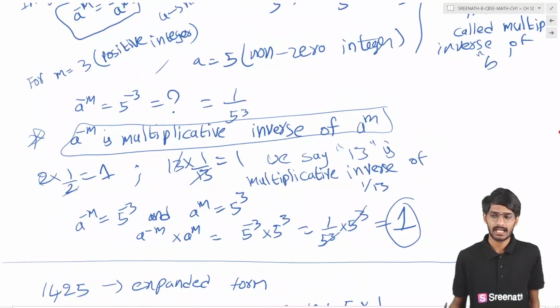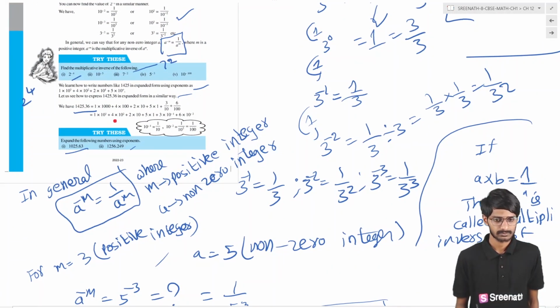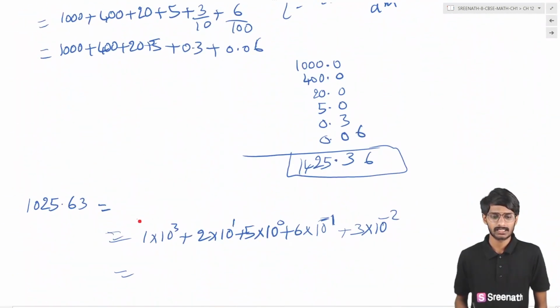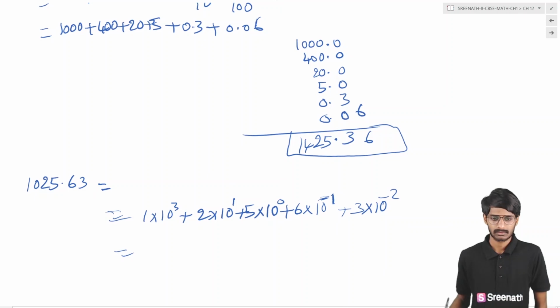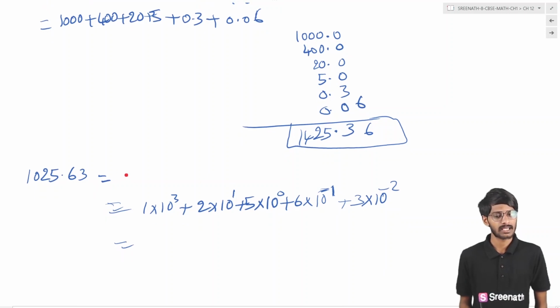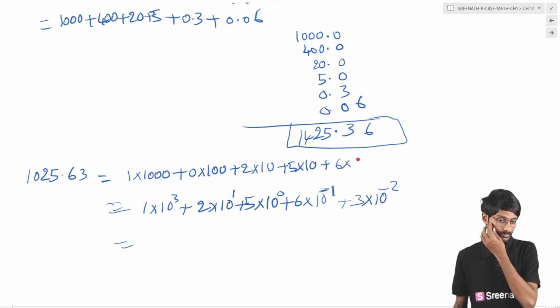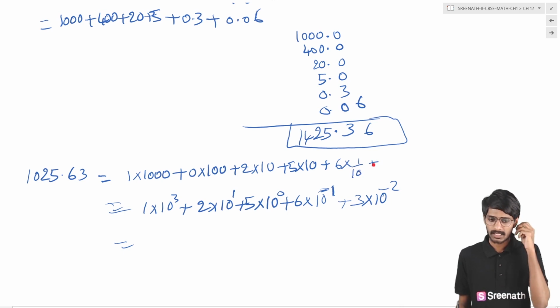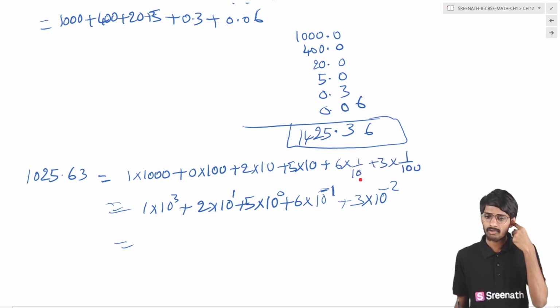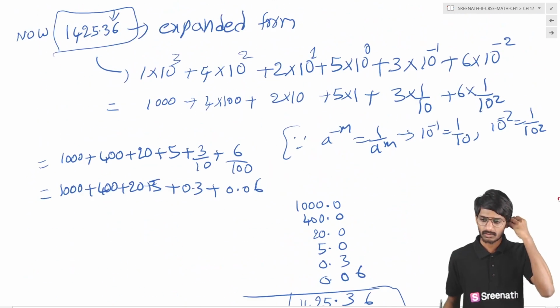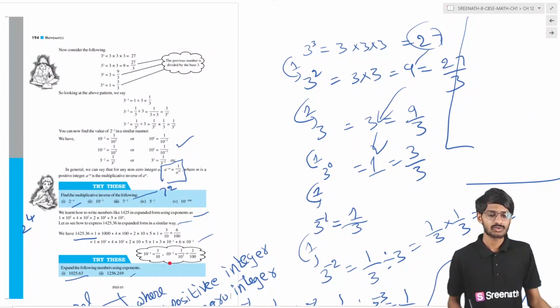So how has he written it? First he has written it, and after that he has decoded it like that. Here we have written 1 into 1000 plus 0 into 100 plus 2 into 10 plus 5 into 1 plus 6 into 1 by 10 plus 3 into 1 by 100. Then after that we have represented it in this form. So we can write like this, students. So we have homework for this.